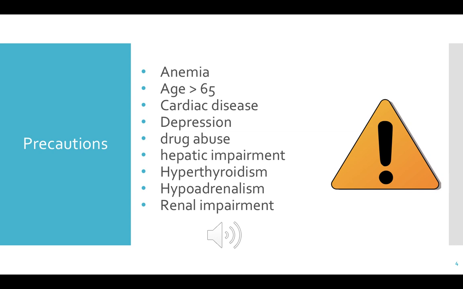Precautions for phenobarbital include anemia, age 65 or over, cardiac disease, depression, drug abuse, and those are correlated, drug abuse and the older age patients. You want to watch out for that. Hepatic impairment, hyperthyroidism, hypoadrenalism, and renal impairment.